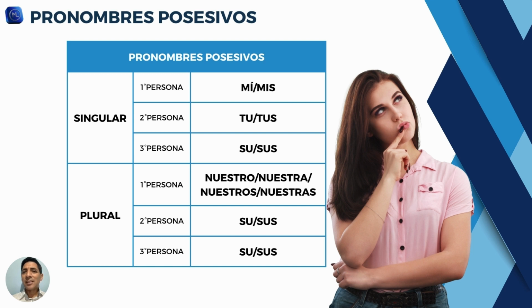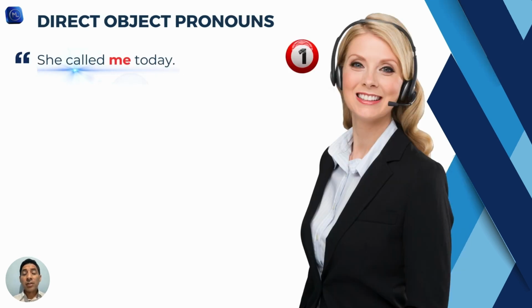So, what is a direct object pronoun in English? A direct object pronoun in English is a pronoun that tells you something about the verb. For example, she called me today. So the verb is call and it is in simple past form. So the question you can ask to find out what the direct object pronoun is who. So she called. Who? Who did she call? She called me. So the me would be the first direct object pronoun.